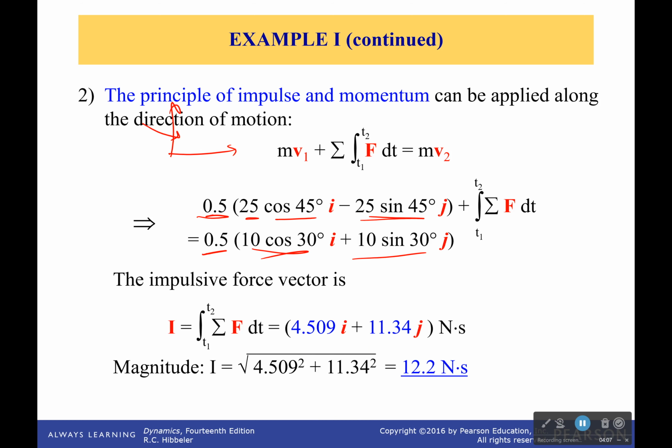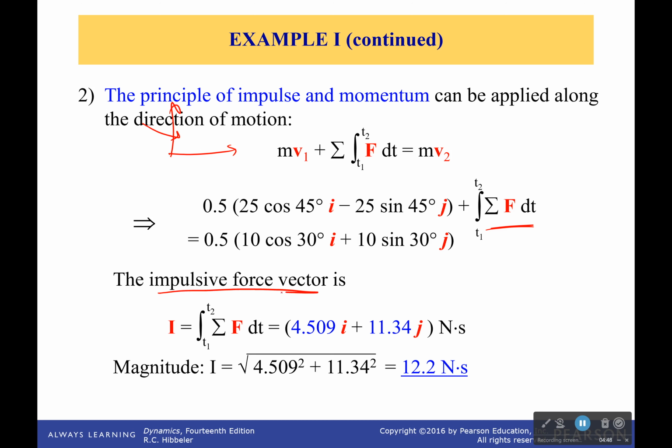So therefore, the impulsive force vector is going to be 4.509 i plus 11.34 j. So I did misspeak earlier. It does have an x component because that has changed apparently. So it must be friction or something else causing that. But still cool. Okay. So with that in mind, we are able to solve. We solve for the impulse, and we can break it into components. And we're done.